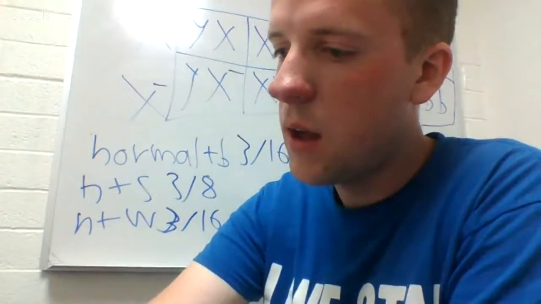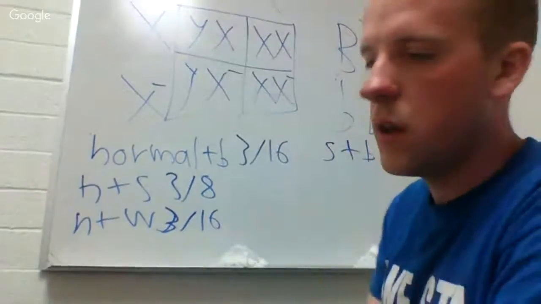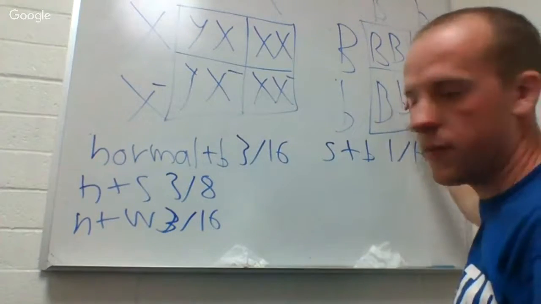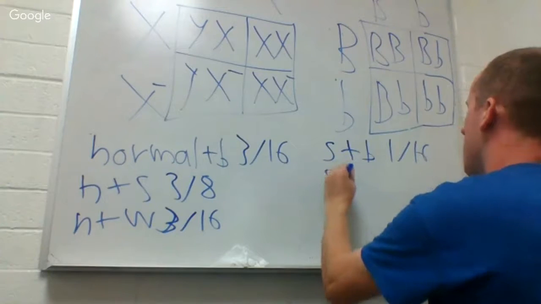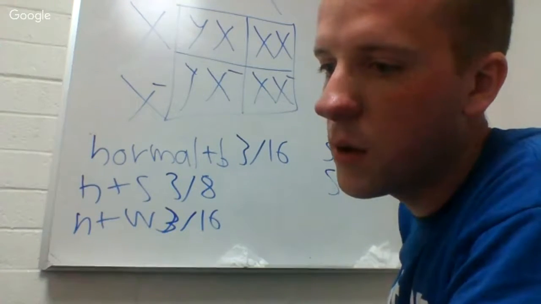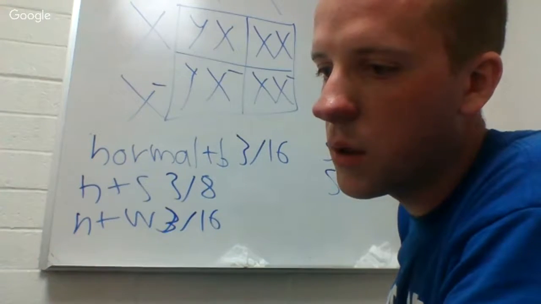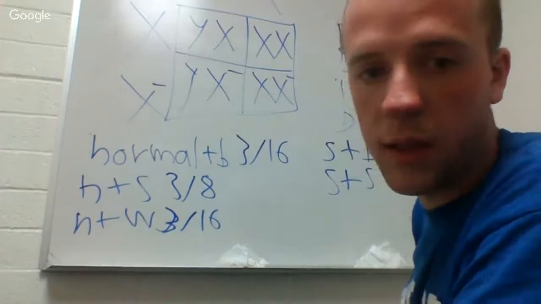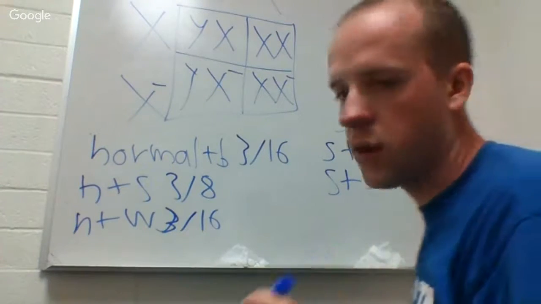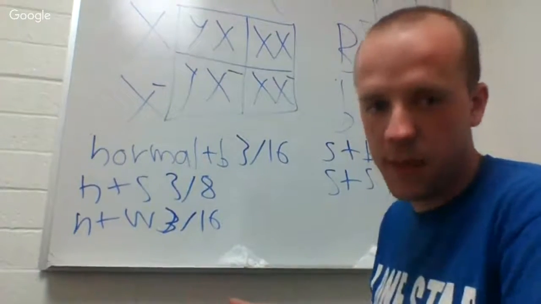Next is shaker and spots. For shaker, we have 1/4, and spots is half. So shaker and spots is 1/4 times half, which is 2/16, or 1/8. You could say 2/16 or 1/8, it's the same thing either way.